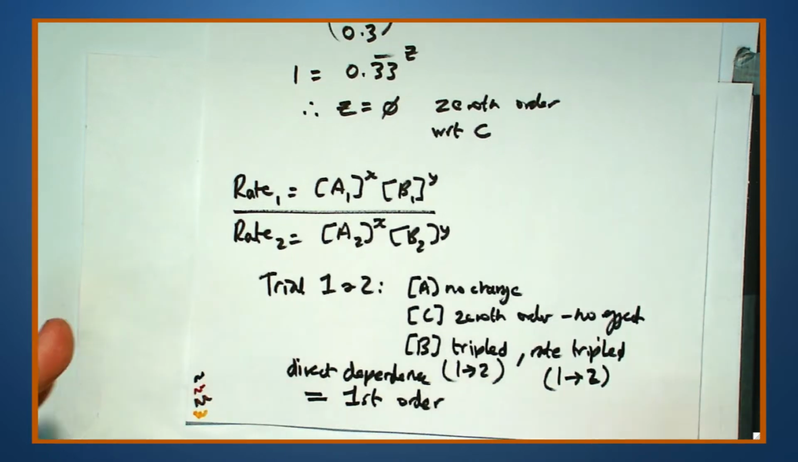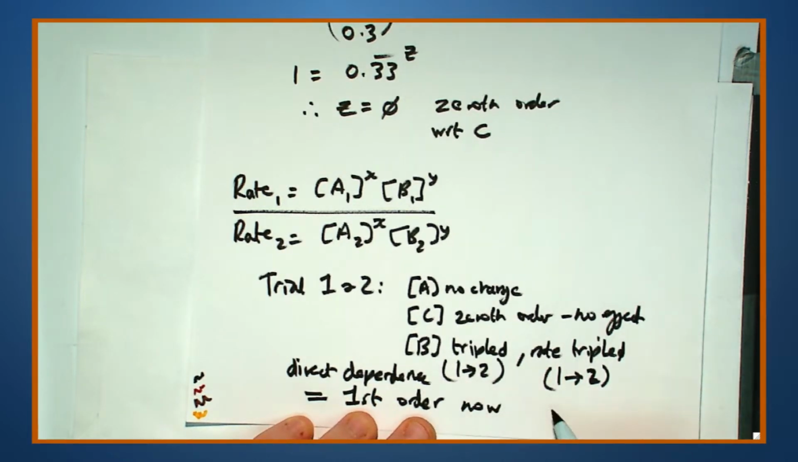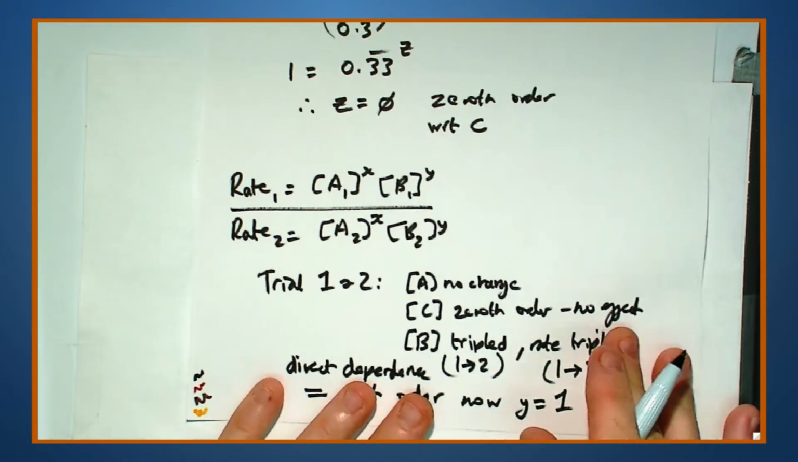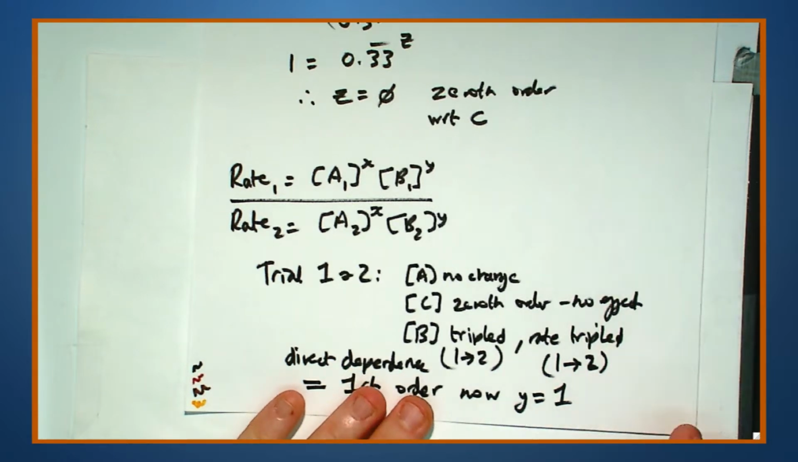First order is a direct dependency. If I quadrupled the concentration, I'd quadruple the rate. Here I tripled it, so the rate tripled. So now I know that Y is equal to 1. So I've got Y and I've got Z.